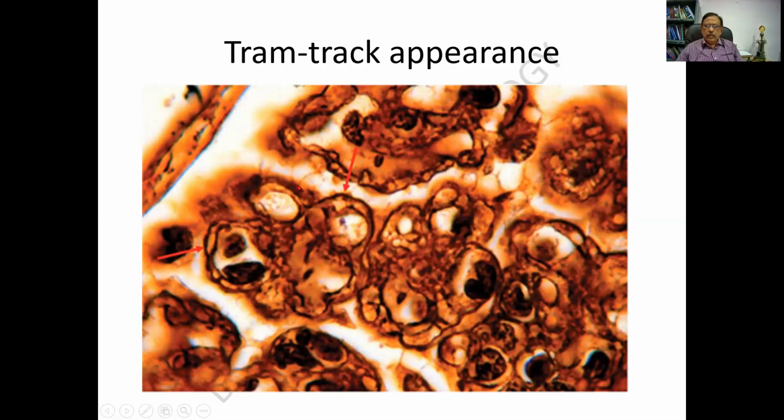So what happens is whenever there is a dense deposit in the middle of the basement membrane, I find that there will be deposits on either side, the subepithelial side as well as the subendothelial side, which are demonstrated by means of the silver stain. It is called the tram track appearance or the railway track appearance. So this is a typical example. I can ask you people to please denote this.